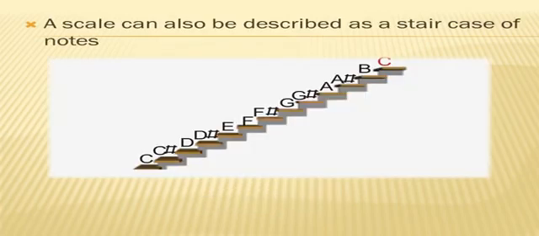Okay, let's look at this. A scale can also be described as a staircase of notes. Yes, we use the staircase to climb up, and then we can also climb down, as the case may be. So here we have C, C sharp, D, D sharp, E, and that goes up on until you get to C.